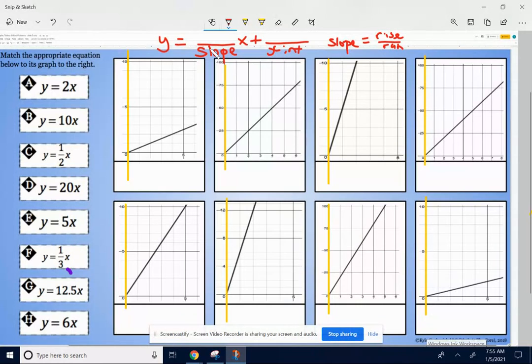The slope in front of the x is rise over run. To find rise over run, you want to find two corner points and think about how much you go up or down, that's the rise, and how much you go over, that's the run. We're going to do that for each of these questions.